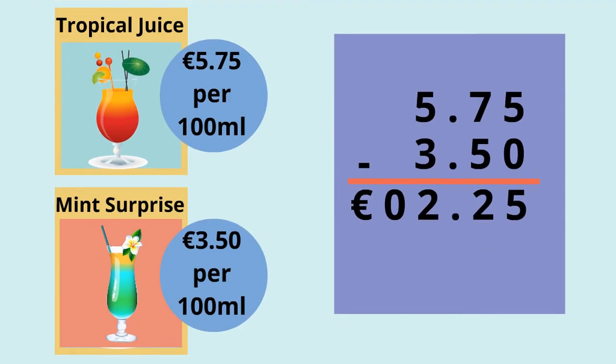So this is a takeaway sum. Here's our 2 prices, $5.75, takeaway $3.50, and the difference is $2.25. That is the difference in price between the two.